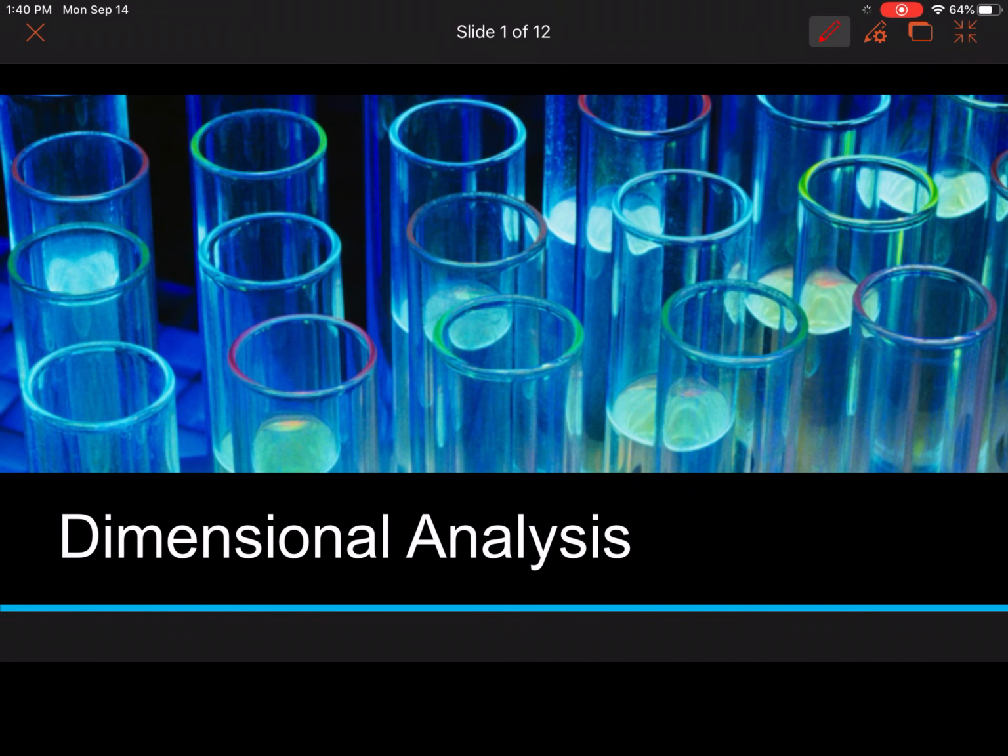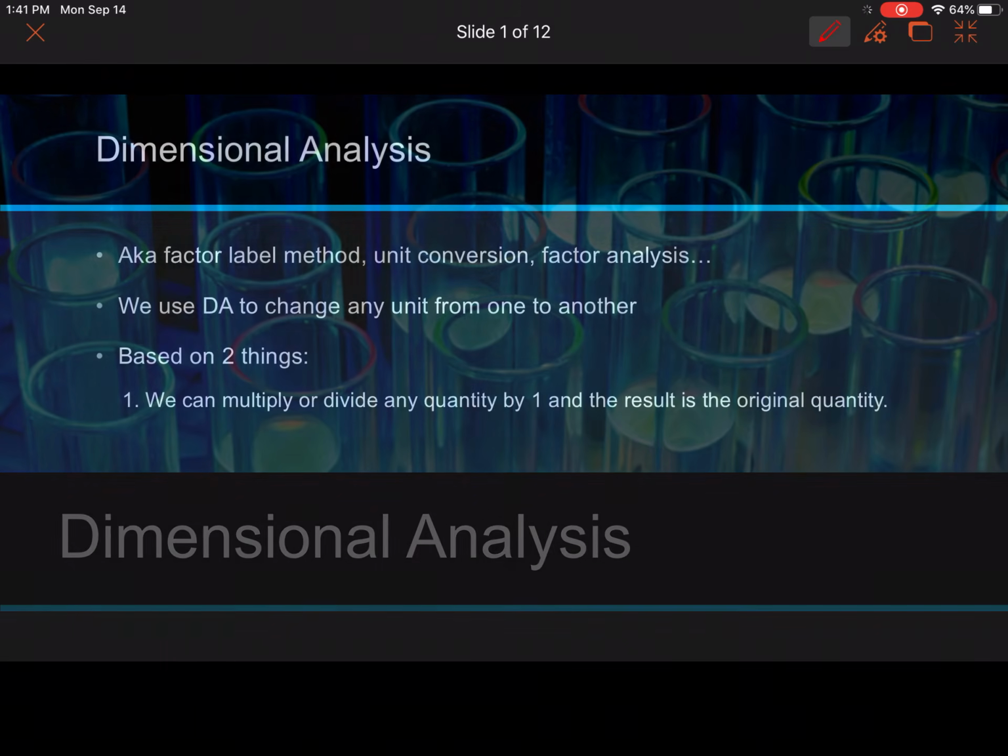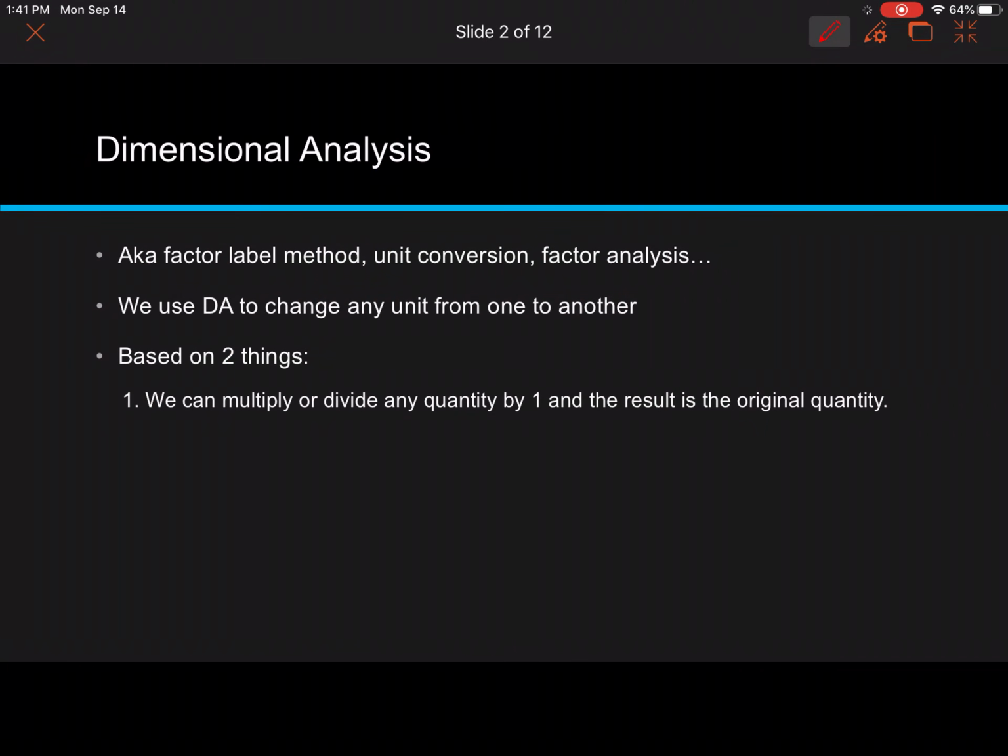Hi everyone. Today we're going to learn about something called dimensional analysis, otherwise known as DA. Sometimes people think of it as the factor label method, unit conversion, or factor analysis. Those are all names for the same thing. I'm going to abbreviate it DA. Dimensional analysis is a strategy that allows you to change any unit from one to another. It's a really simple way of looking at unit conversion.